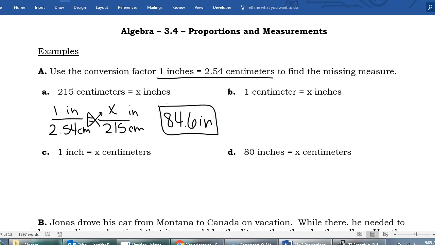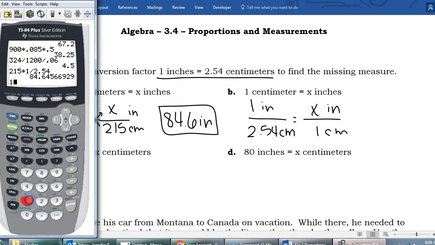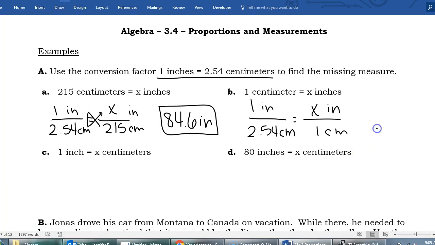So as long as you are consistent with matching up your units, each one of these is basically the same. I'm going to put centimeters on the bottom, and I'm going to put inches on top. Times, divide, answer. So 1 times 1 is still 1, 1 divided by 2.54. So 1 centimeter is about 0.39 inches.